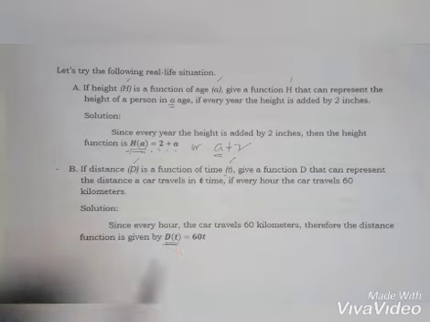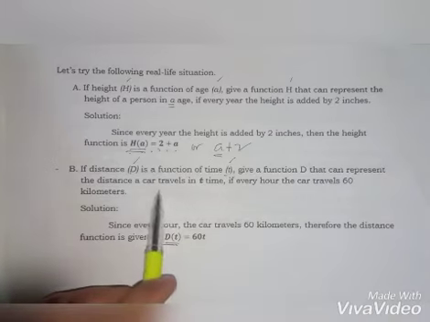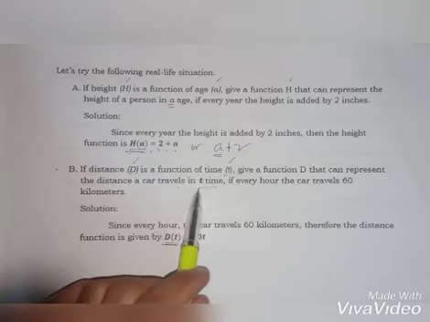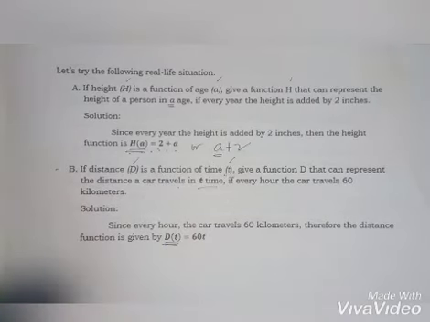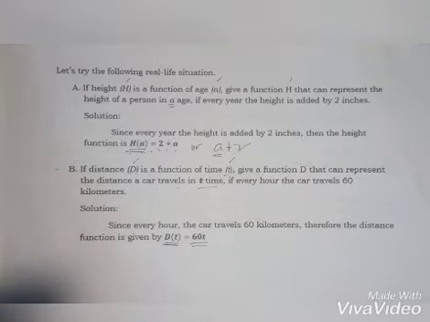The condition, the distance a car travels in t time if every hour the car travels 60 km. So 60 km per time, or every hour. 60 km every hour. So you can just have 60 times t, or 60t.